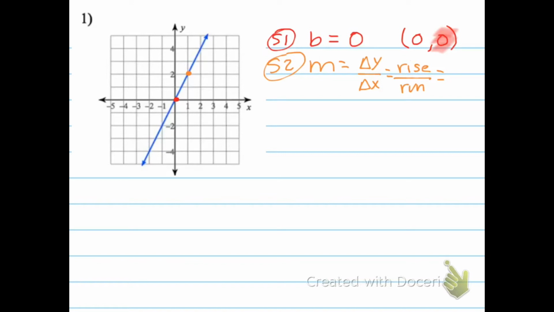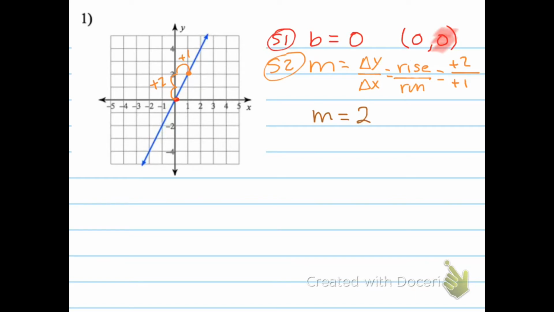Let's see what our rise is. From red to green, we rose 1, 2. So that's going to be a plus 2 on the top. Over, how much do we go over? 1. So plus 1. Our run is plus 1. So we can put it all together. Our m is equal to 2 over 1, or just simply 2.